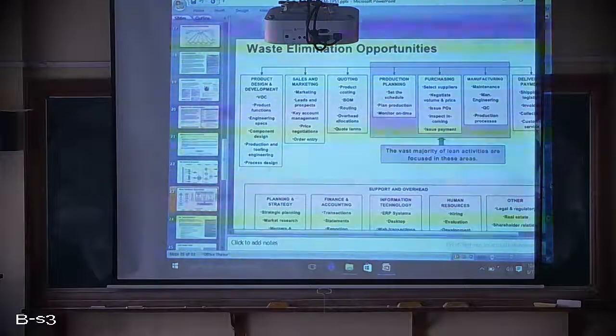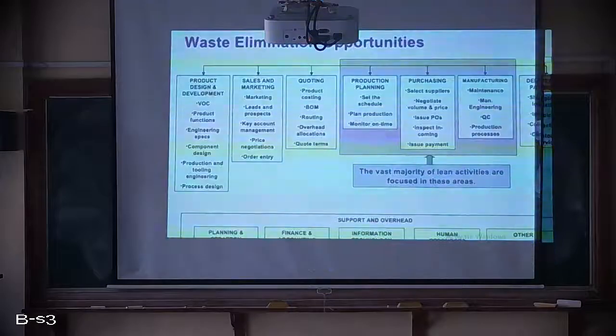So this slide is talking about what are the opportunities you get. So the areas are mentioned here, which are the areas you can focus on. It's a very important slide for understanding where you can improve. Okay. So, say for example, product design, manufacturing, development, voice of customer, product function, engineering specifications, component design, production and tooling engineering, process design. So these are the areas you can focus on now, reducing waste.